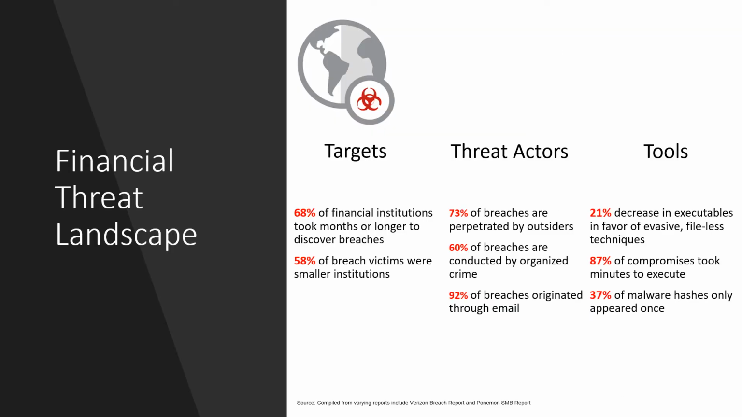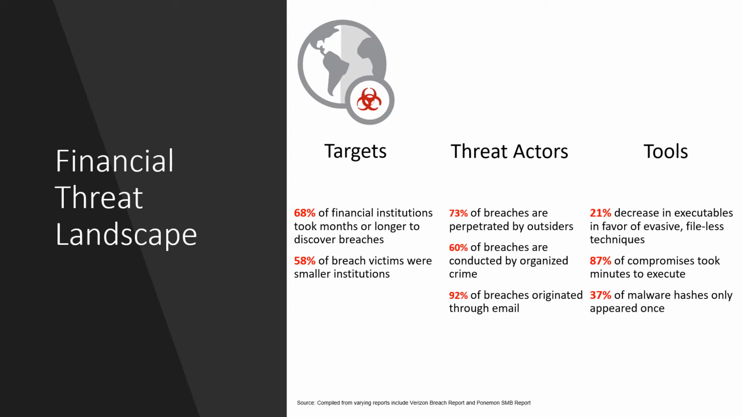In developing a CTIP, we need to understand the relevant threat landscape for the industry we operate in. As part of that landscape, it is best to understand the targets, threat actors, and tools used in conducting cyber attacks. These stats, pulled from the Verizon Breach Report, highlight a few key metrics.